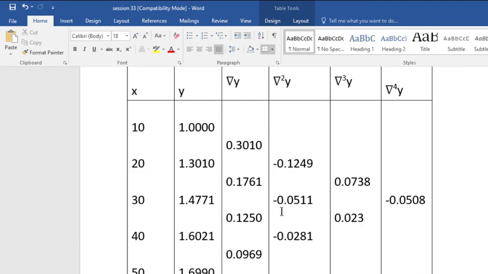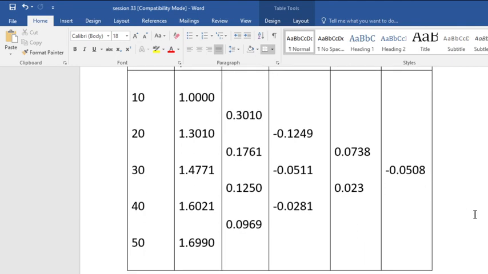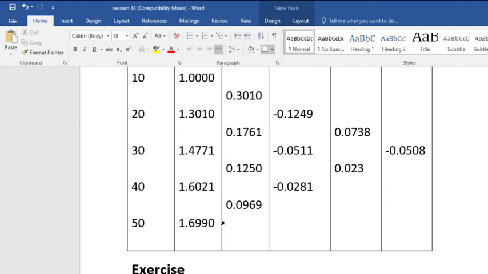minus 0.0511, and then minus 0.1249. Similarly, the difference between these entries gives the third backward differences, and the difference between these two gives the fourth backward difference. Here these last entries are called leading backward entries.